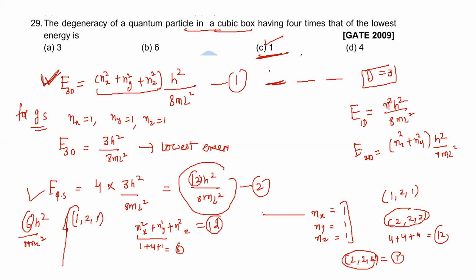The first possible way is 1, 2, 1. The second possible way, you can write in this way also. And the third possible way, you can write in this way also: 1, 1, 2. So here we have a total of 3 possible ways to write this combination. That means there are 3 different states having energy equal to 6h² over 8mL². That means the degeneracy is equal to 3. So in this way we find the degeneracy.